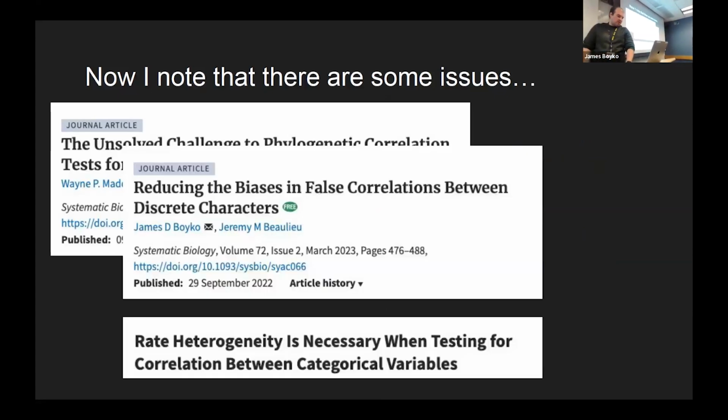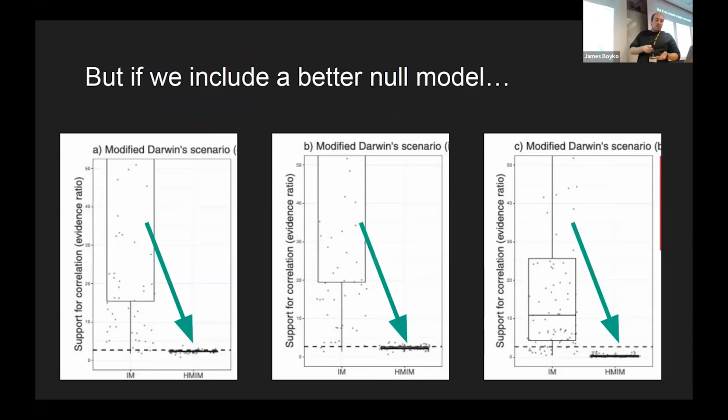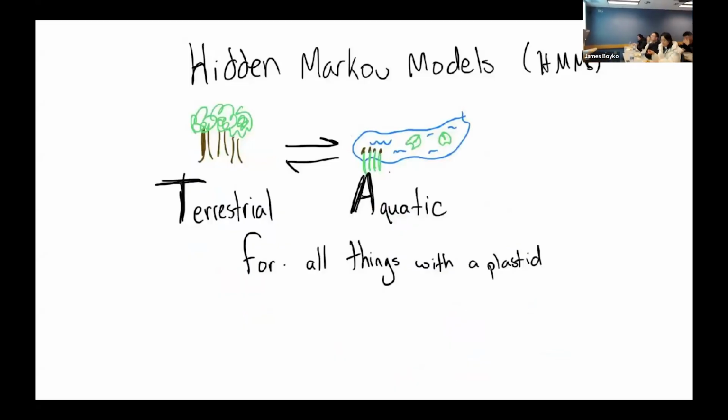I might just skip through this very quickly because I want to make sure I have time for everything. The quick and dirty thing is, if you use these correlated character evolution models, you can have massive biases towards supporting correlation when there is none. So here we have support for correlation when there shouldn't be any. However, if we use a better null model, which is going to be a hidden Markov model, which is the next topic, we can get a much more appropriate support value. This relies on a hidden Markov model, where again we're going to be adding some more complexity. And that's what we're going to talk about now.